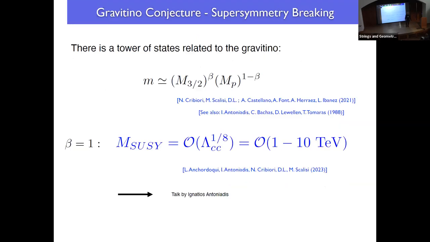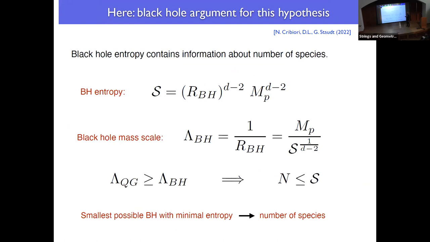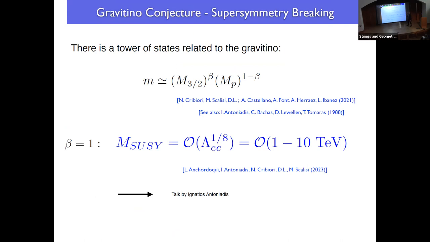There's also another relation of towers to another parameter in the effective action, which is the gravitino mass, and this is called the gravitino conjecture. So in this case, the tower scale can be related to the gravitino mass, again with some particular power beta. And if you put this together with the dark universe or the cosmological constant conjecture, if you assume that there's only one tower, if you fix this parameter, then you get another prediction. I mean, that the SUSY breaking scale is of the order of lambda to the power 1/8, which is in the TeV region. It should be also accessible for experiments. And this is something we discussed recently with Luis Anchordoqui, Ignatios Antoniadis, Niccolo Cribiori, and Dieter Lüst. And I think Ignatios will also expand on this in his talk.